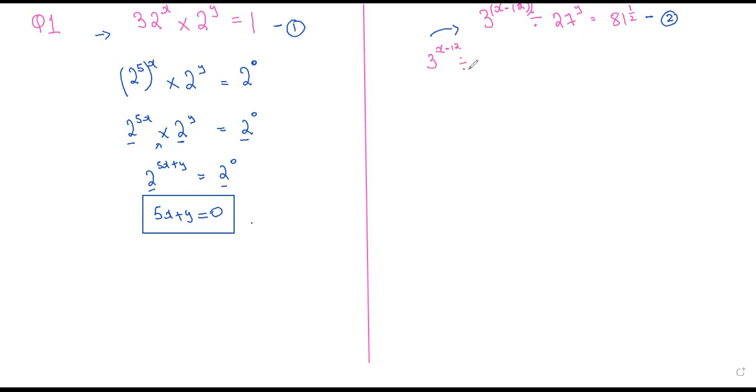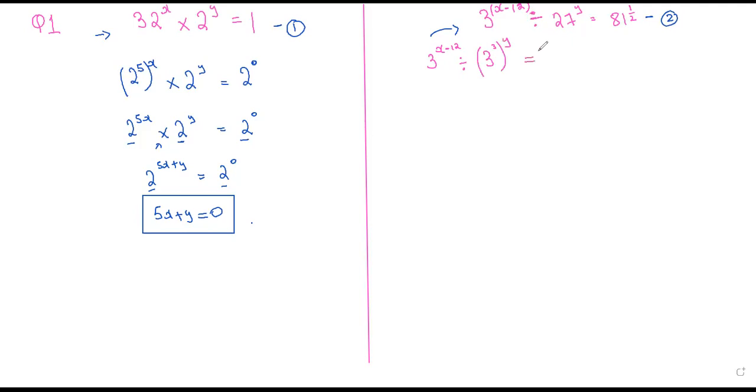Divided by. Now I want to have same base everywhere. So what is the smallest number? The smallest number is 3 basically, right? So I can write 27 with the base of 3. I can write 81 with the base of 3. So 27 can be written as 3 to the power what? 3 to the power 3. Very good. And we have 27 to the power y equals 81.